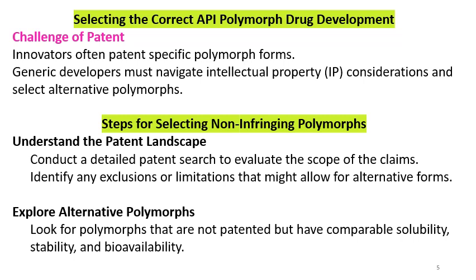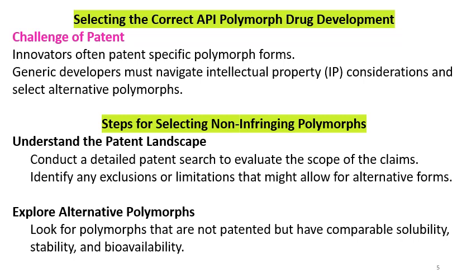You need to go with polymorphs other than the patented polymorphs if you want to make generic formulations or non-infringing formulations. So understanding the patent landscape becomes very important, and for that we need to conduct a detailed patent search to evaluate the scope of the claims and identify any exclusions or limitations that might allow for alternative forms. Also, if the crystalline form is patented, you can go with the amorphous form of the API and make the formulation.